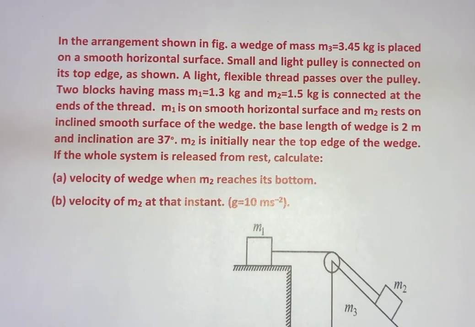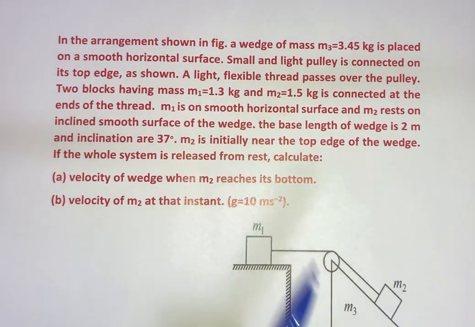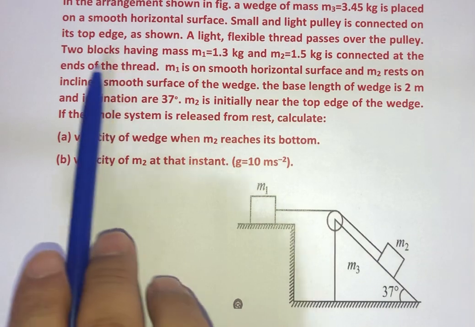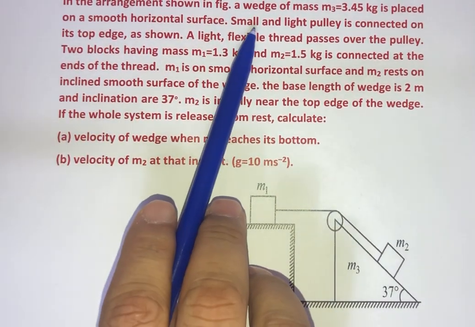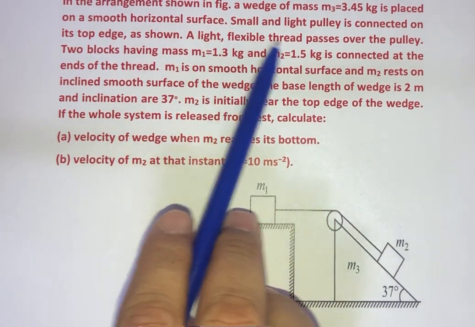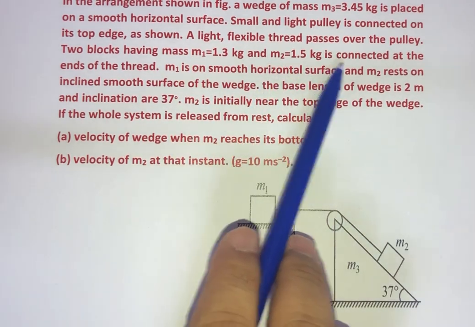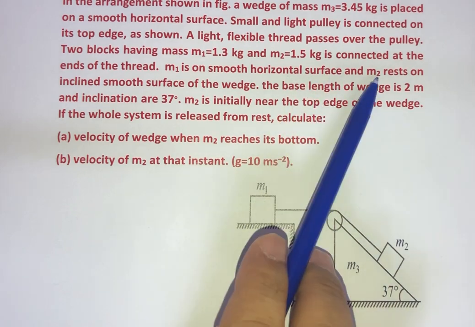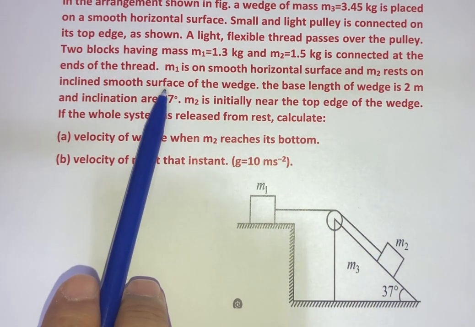Hello friends, in today's question, in the arrangement shown in the figure, so this is the figure, a wedge of mass M3, 3.45 kg is placed on the smooth horizontal surface. A small and light pulley is connected to the top edge as shown. A light flexible thread passes over the pulley. Two blocks having mass M1 and M2 are connected to the thread. M1 is on a smooth horizontal surface and M2 rests on the inclined plane.